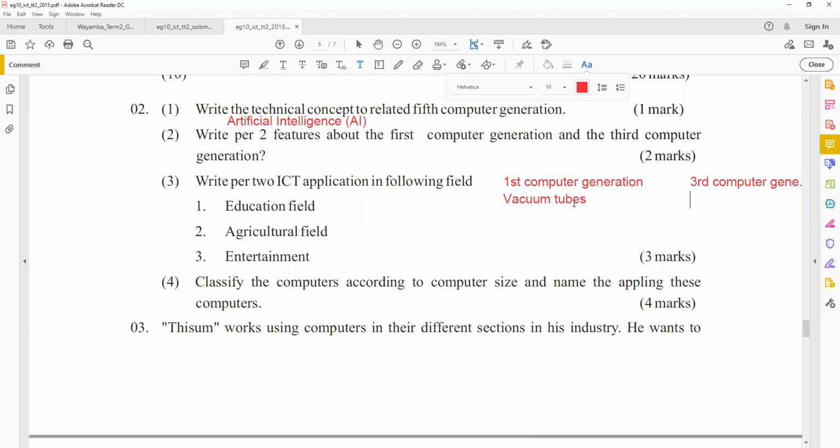Whereas in third generation we had, yes, third generation. Yes, Achira, good. It's integrated circuits, or we say IC, right? We say IC, integrated circuit.